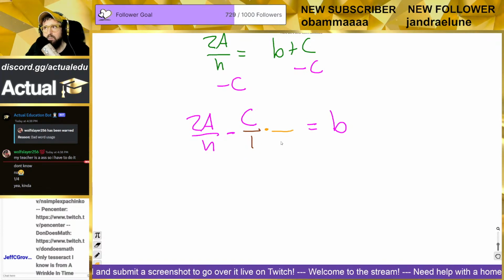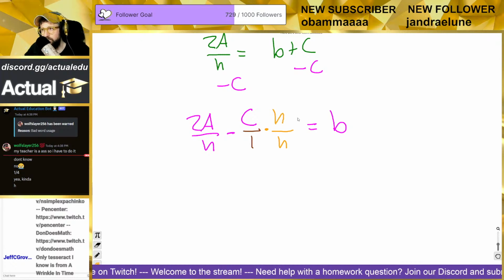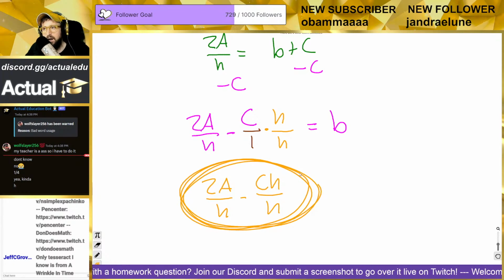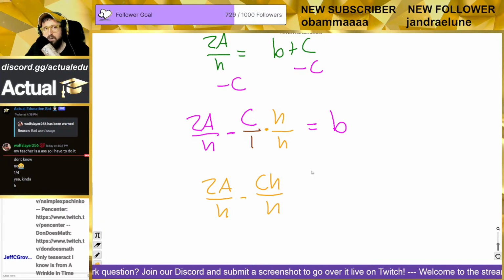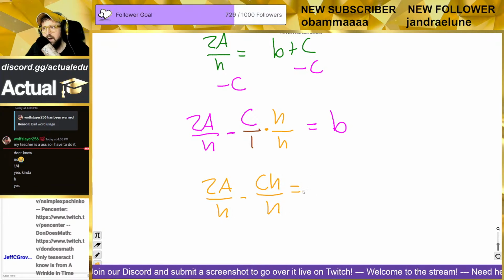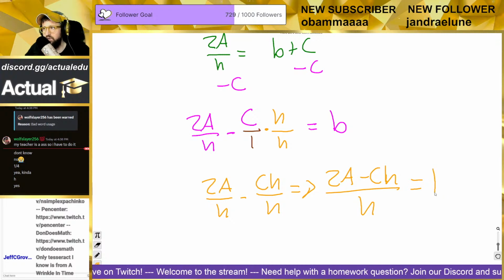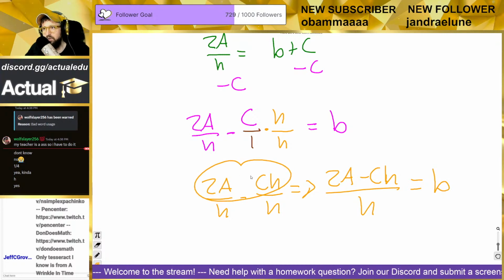So, I could multiply the bottom by H, but if I multiply the bottom by H, what do I also have to multiply the top by? H. Very good. You see how now this is 2a over H minus cH over H? Can I combine these now because they have the same denominator? Yes. This becomes 2a minus cH all over H is equal to b. Does that make sense? Do you see how these two things just came together?